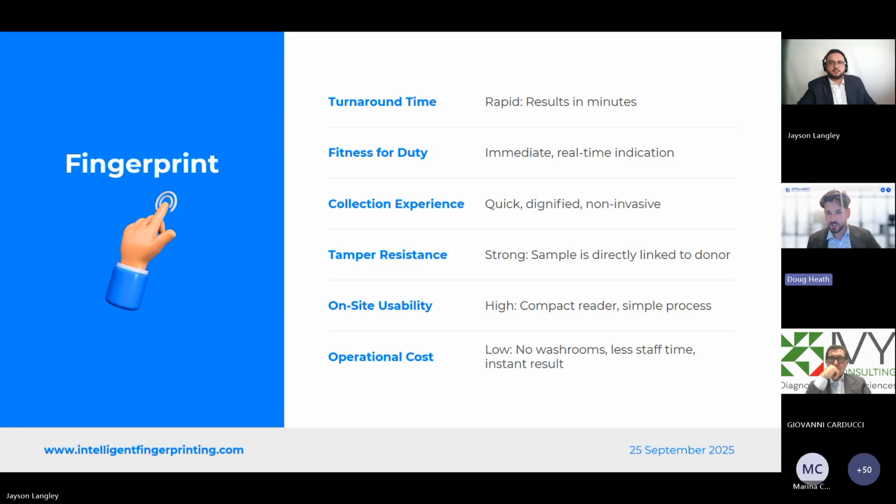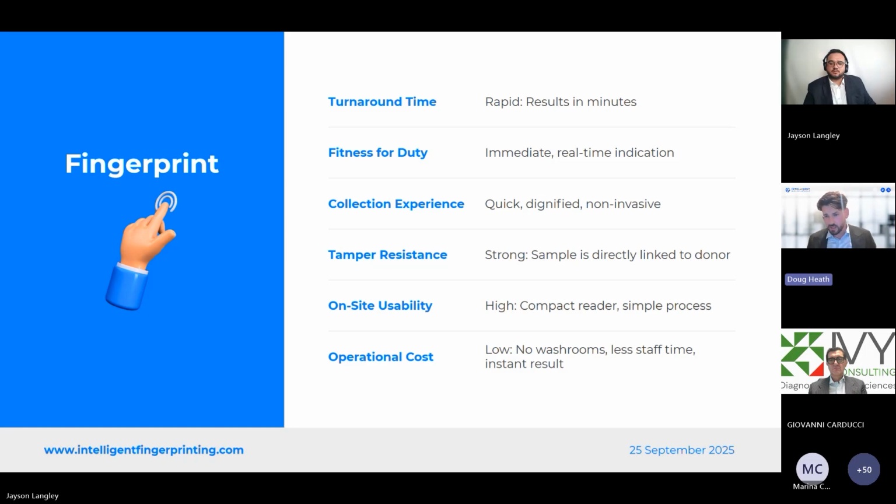The collection experience is quick, it's dignified, and it's non-invasive. I don't mind fingerprint testing people. I would mind collecting urine, and I'm sure that's the same for the majority of the people on this call. Tamper resistant, I don't see how you cheat this process when it's witnessed from start to finish. It's easy to use. Anybody can use it, and it can be used anywhere with its simple process and the reader holding your hand and being that expert guide throughout the process.